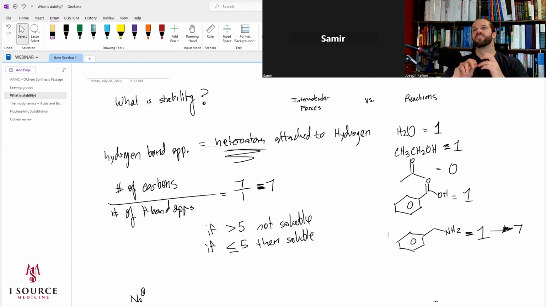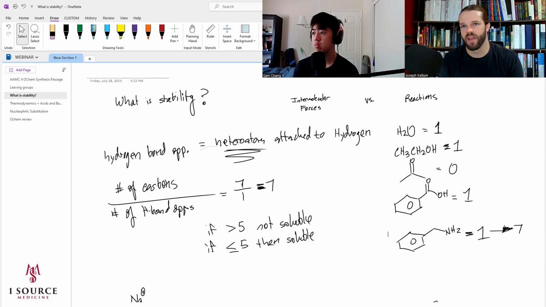So I really liked the hydrogen bond opportunity sort of rule. I just wanted to know if there were any other sort of unspoken rules in OChem like this. So yeah. That's a really good question. I would venture to say, I want to say yes. I can't think of them off the top of my head right now.